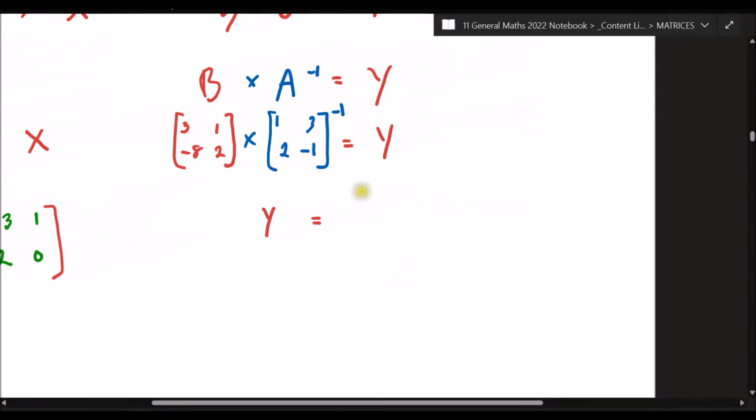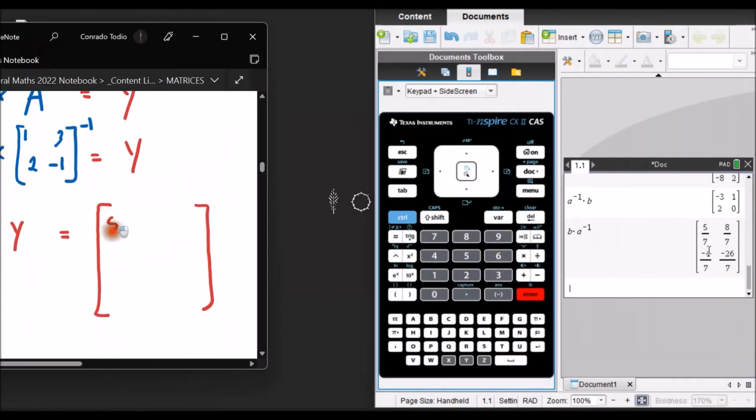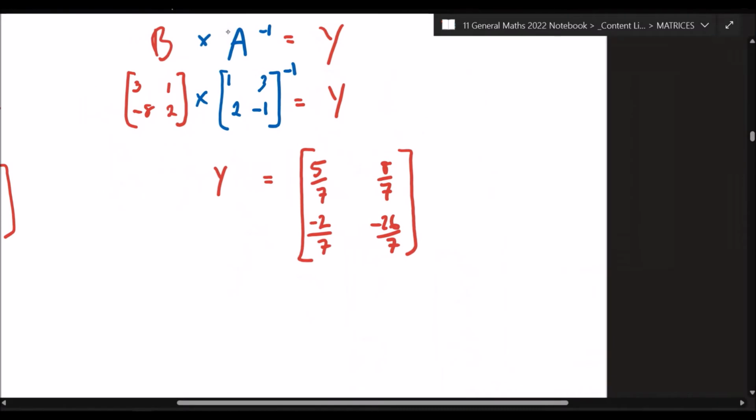Okay, so let's write our answer down. It's, what was it? 5/7, 8/7, -2/7, and -26/7. So you can change that to a decimal if you want, but the numbers are going to be a bit wild, so I prefer to just use the fractions.